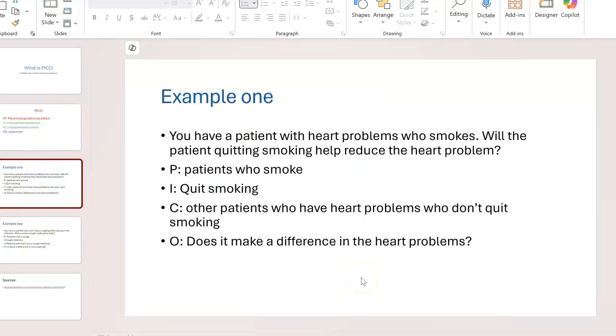All right. I do apologize. I have a little bit of a cough, which will come up in example number 2. So let's look at example number 1.